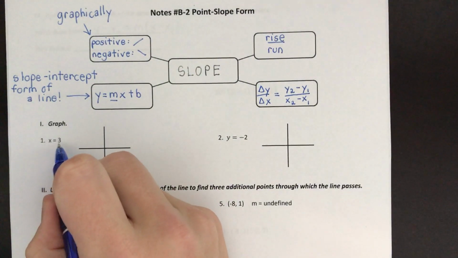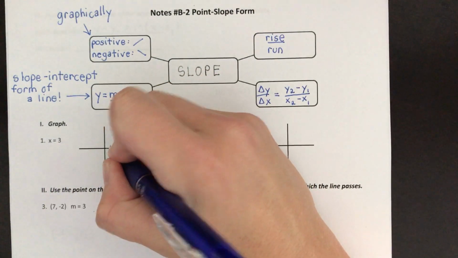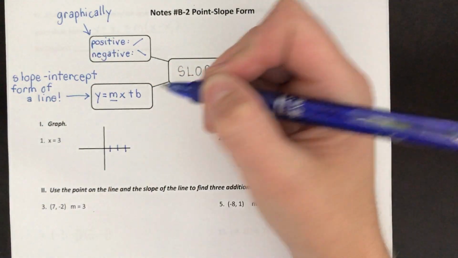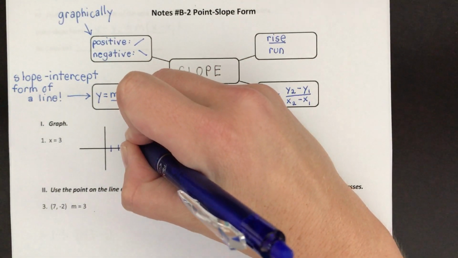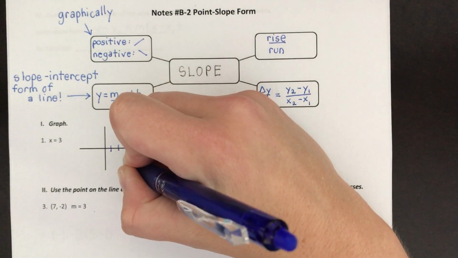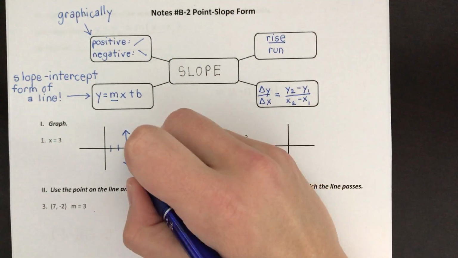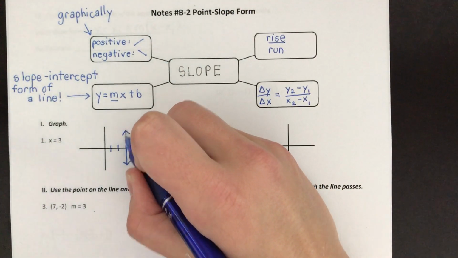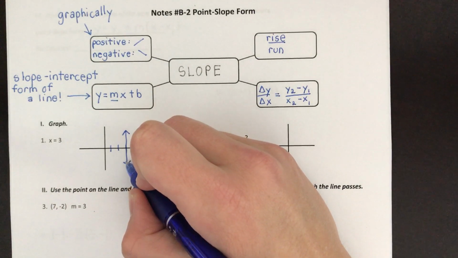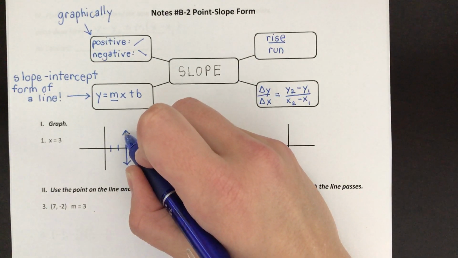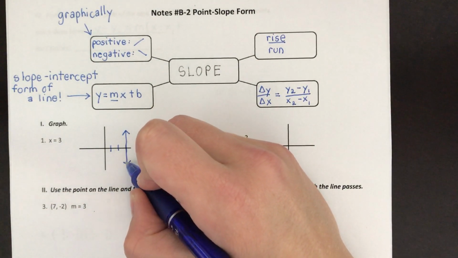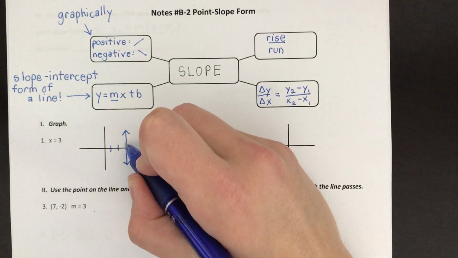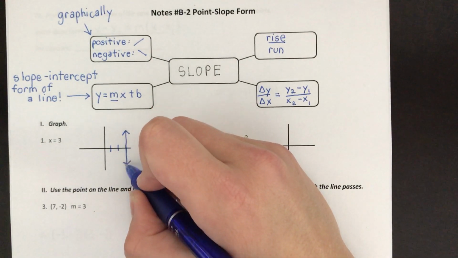Well, let's talk about it. x equals 3. So I crawl over here 1, 2, 3 on the x-axis, and for this one, we draw a vertical line. Think about it graphically. Every single point on this line, every single coordinate on this line has an x value of 3. All the y values are different, but every single x value is 3 on this line.